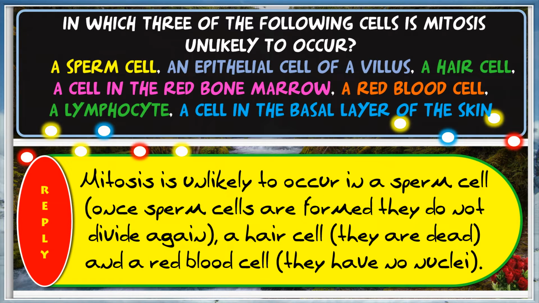Mitosis is unlikely to occur in a sperm cell. Once sperm cells are formed, they do not divide again. A hair cell, they are dead. And red blood cell, they have no nuclei.